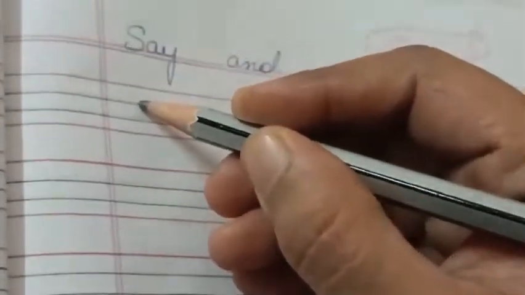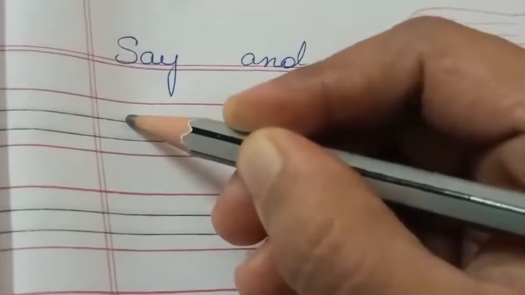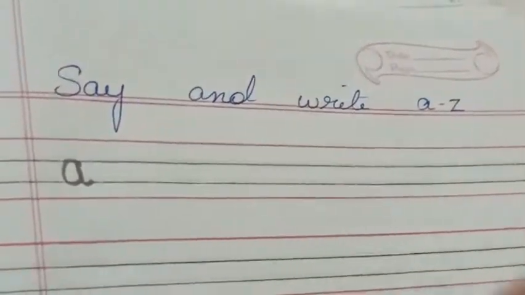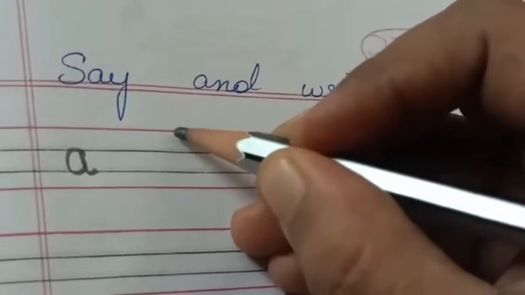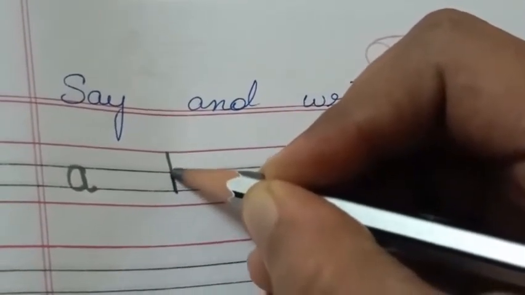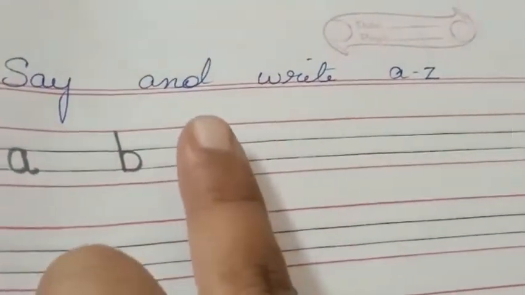So let's start writing small letters. Keep the pencil in the center line. From here we'll be writing small a. Left curve, go up, come down. Small a. Give one finger space. We'll be writing small b. Standing line, go up, right curve. Small b. Again give one finger space.